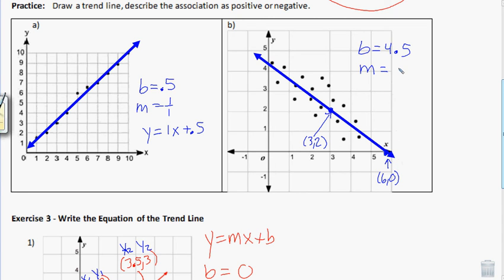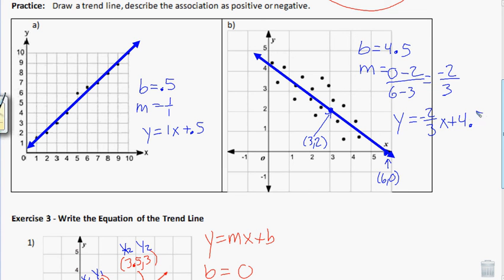So if I do y2 minus y1, I'm going to do 0 minus 2. So this is my y2 and this is my y1 over 6 minus 3. I get negative 2 over 3. That makes sense. That's negative. It's going downward. And my equation then would be y equals negative 2/3 x plus 4.5.